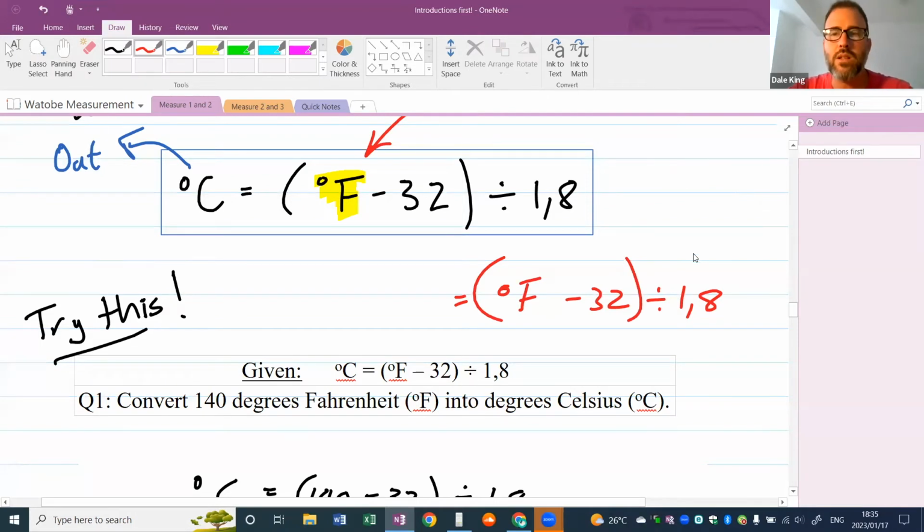Can someone in chat tell me, what do these brackets mean in this formula? What are they asking you to do? Anyone in chat, what can you tell me these brackets are asking you to do? If you see those brackets, what should you remember to do compared to if there weren't brackets?